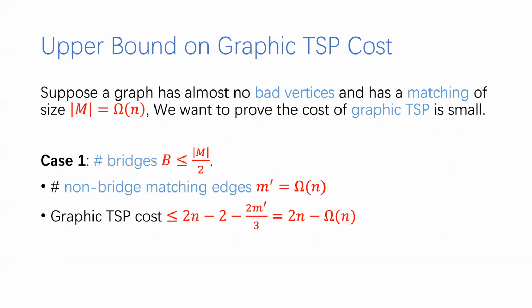We consider two cases. The first case is when the number of bridges b is small, smaller than m over 2. This case is relatively easy, because now we know that the number of non-bridge matching edges, m prime, is larger than m over 2. So by the lemma, we have the graphic TSP cost is smaller than 2n minus 2 minus 2m prime over 3, which is 2n minus omega of n.